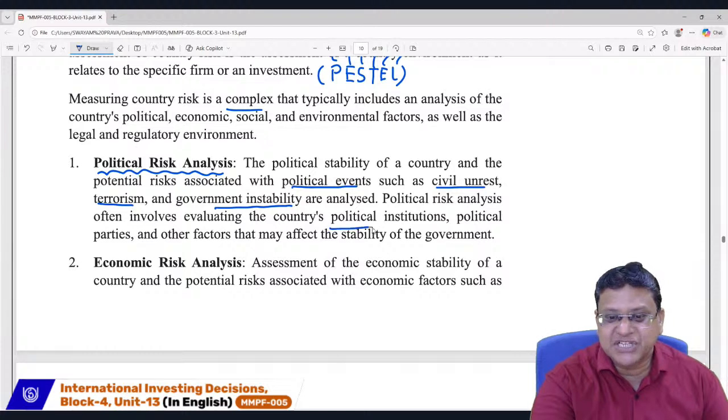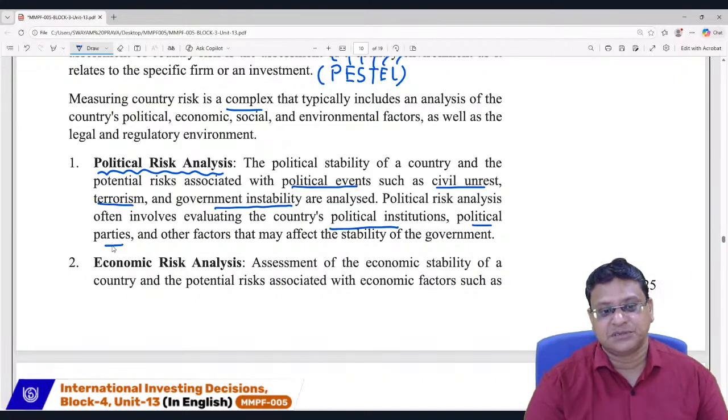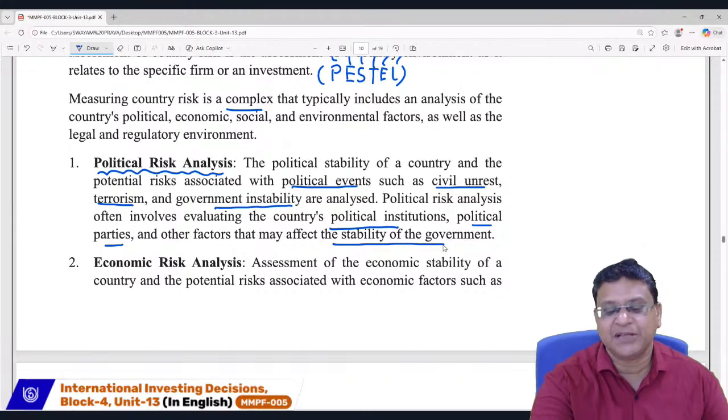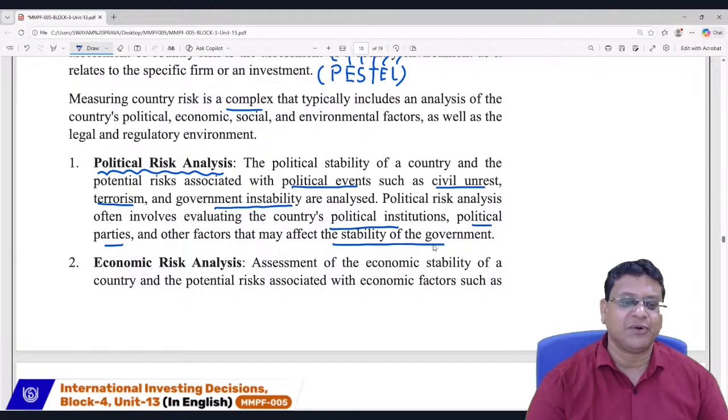Country's political institutions, political parties, who are the political parties involved, what are their narratives? All these things affect the stability of the government and the political risk associated with that country.